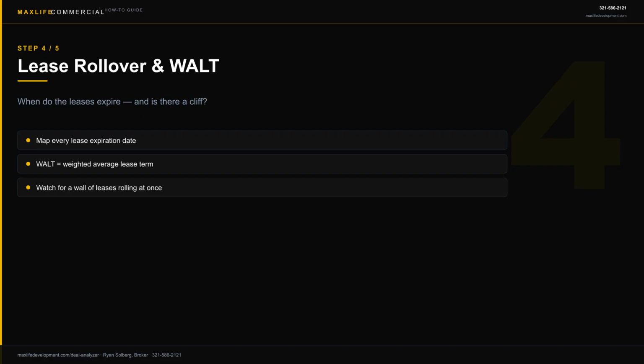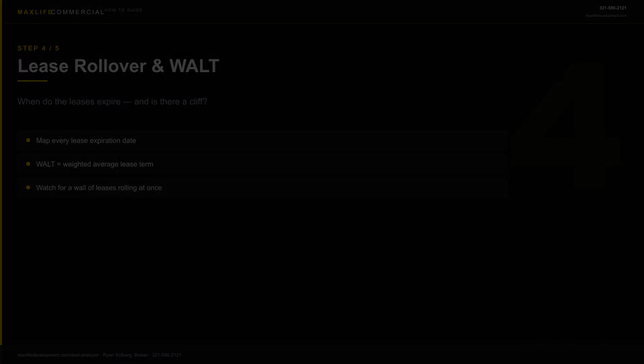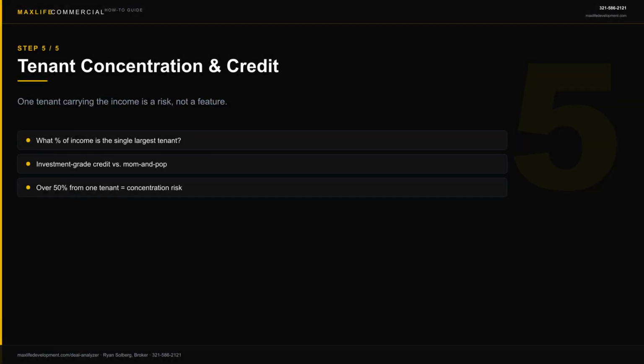Then weigh the credit. A national investment grade brand on a 15-year lease is almost a bond. A local mom and pop on a short lease could vanish next year. A strip center that looks like 5 tenants might really be 1 credit tenant with 4 bonus tenants decorating the rent roll. Know which one you are buying and price it that way.